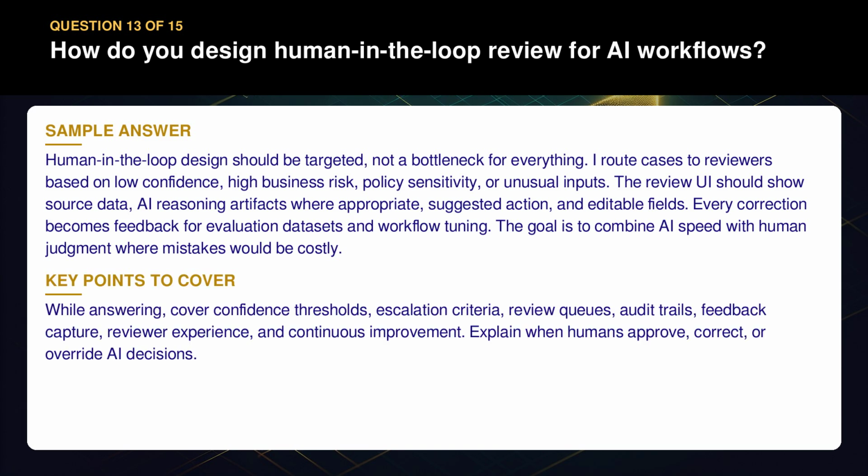While answering, cover confidence thresholds, escalation criteria, review queues, audit trails, feedback capture, reviewer experience, and continuous improvement. Explain when humans approve, correct, or override AI decisions.